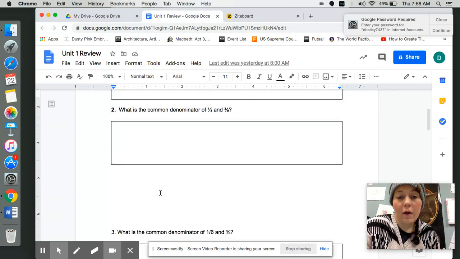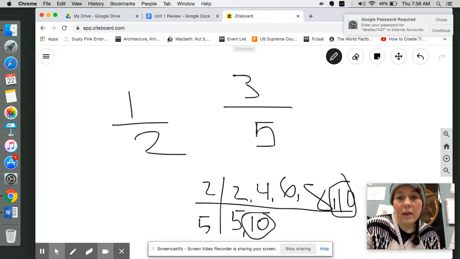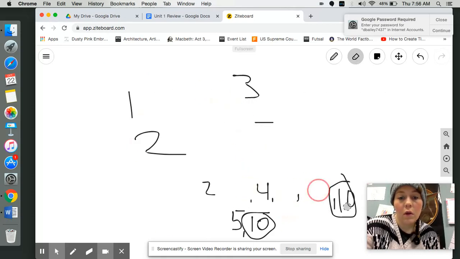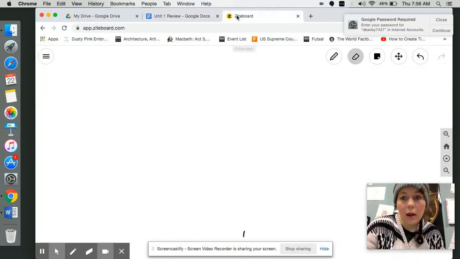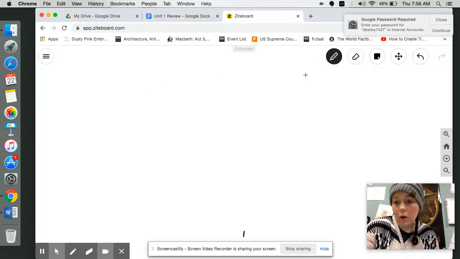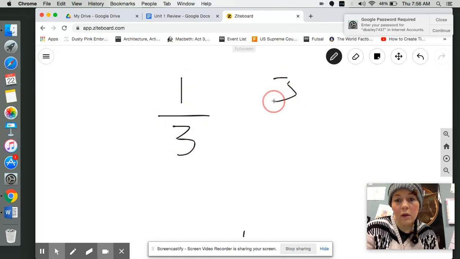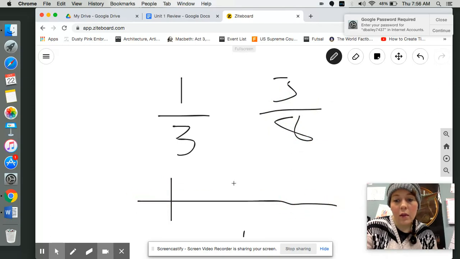So common denominator of 1/3 and 3/8. We're going to do the exact same thing as before. We are going to just do it with 8 and with 3. So we'll do 1/3 and 3/8. The denominators are going to be 3 and 8. So I'm going to list all the multiples of 3 and 8.